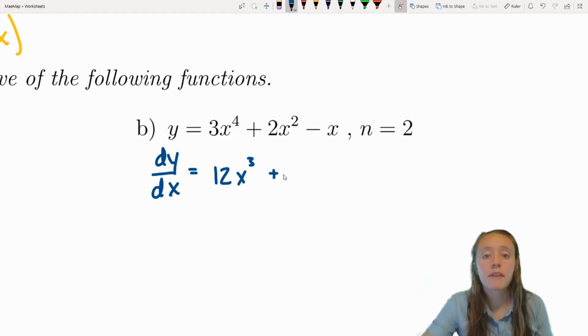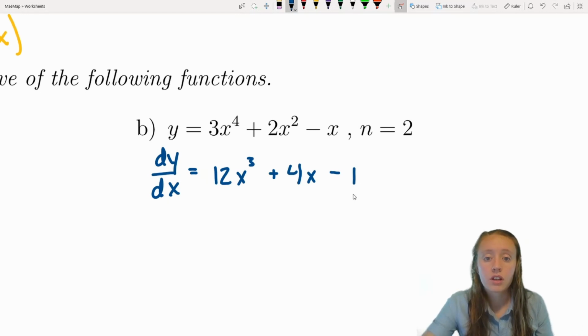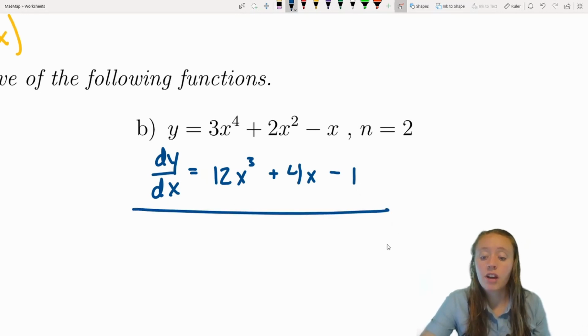Let's do the next one in our head. Bringing that 2 down in front, 2 times 2 will be 4, and that'll be times x to the, decreasing my exponent by 1, would just be 1, so 4x. And then lastly, we're subtracting, well, the derivative of x is just 1. So if this is the first derivative, I'm now going to move on to taking the second derivative.